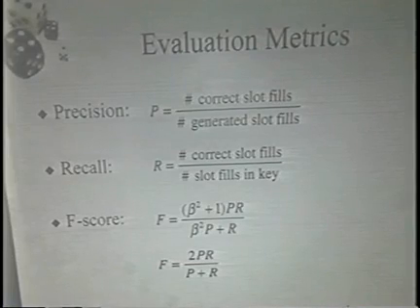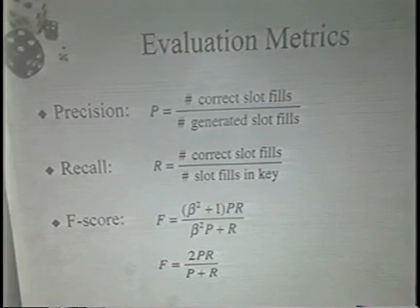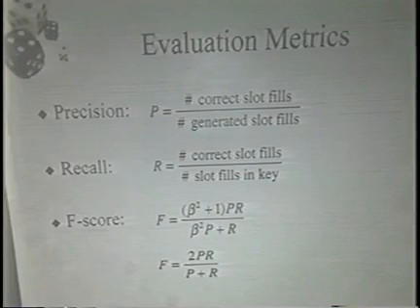The effect of this equation is to average precision and recall, but in a way that penalizes large disparities between them. So if your precision and recall are both 60, your F-score will be 60. If your precision is 70 and your recall is 50, or vice versa, this number is going to be somewhat less than 60.